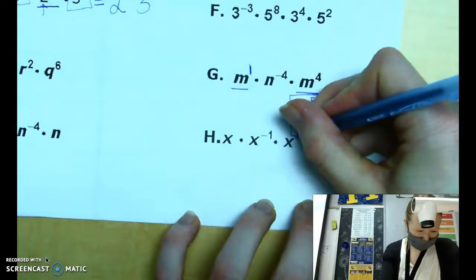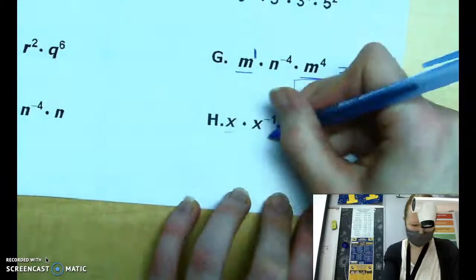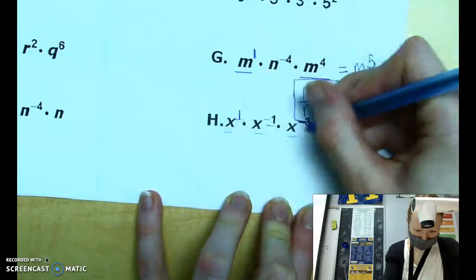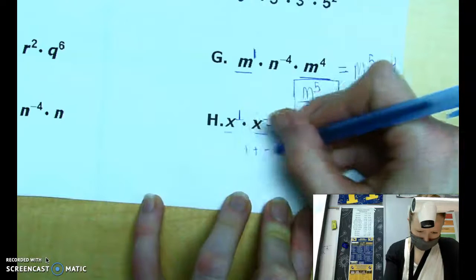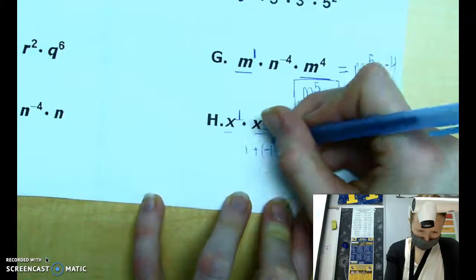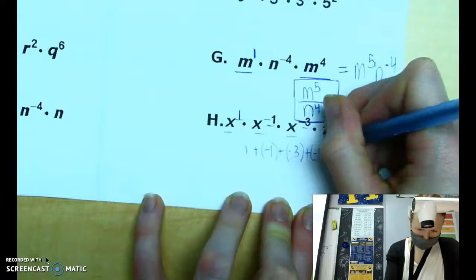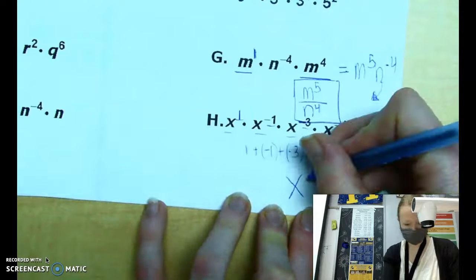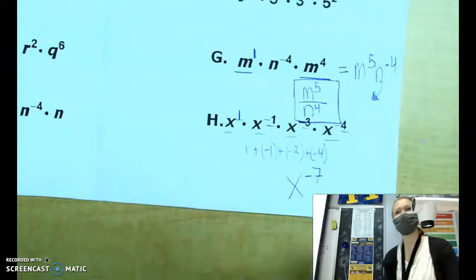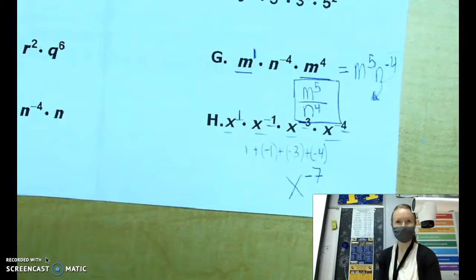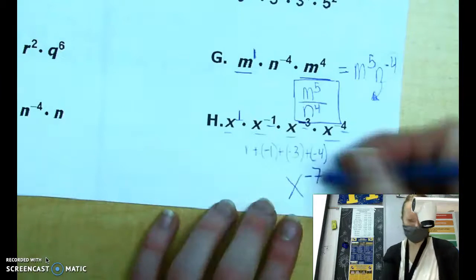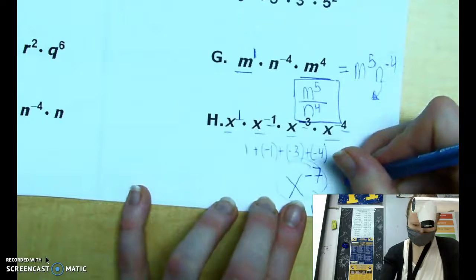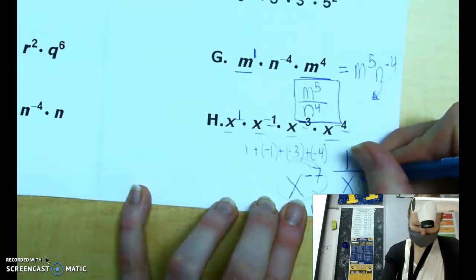All right. I like H just because it involves a lot of x's. I actually have 4 like terms here. If I'm going to add all these exponents, that would be 1 plus negative 1 plus negative 3 plus negative 4. So how many x's do I have? 1. I have technically x to the negative 7, right? And I have to simplify that because Xavier's got a bad attitude. So I'd have to write this as 1 over x to the 7th.